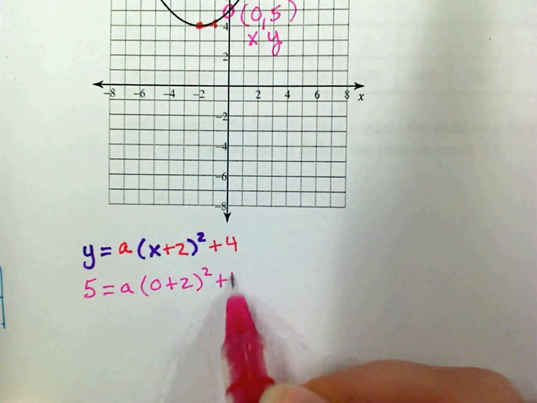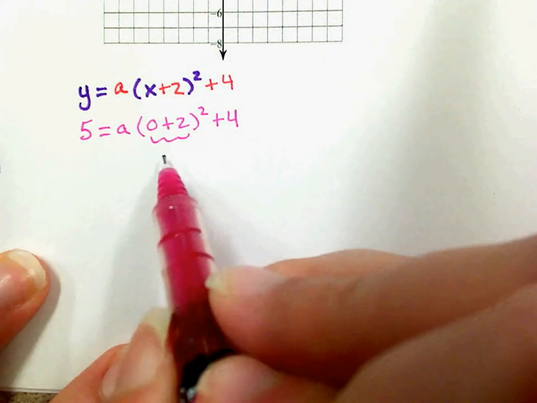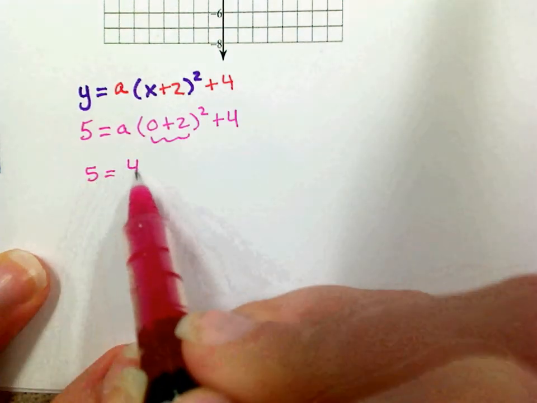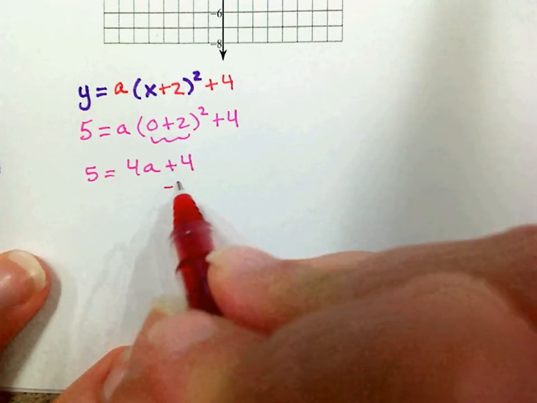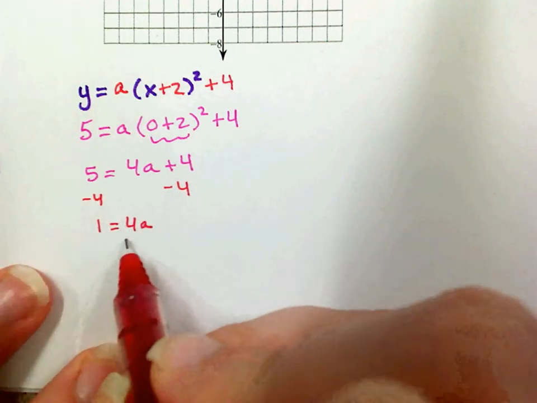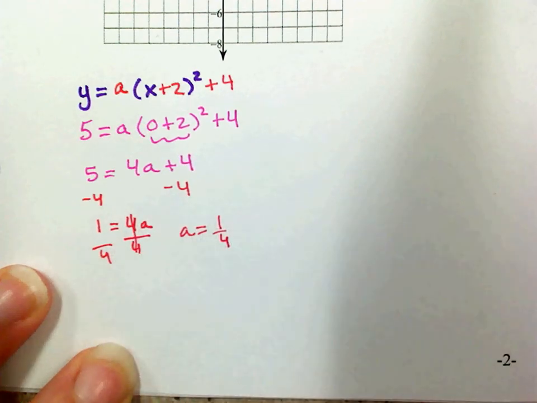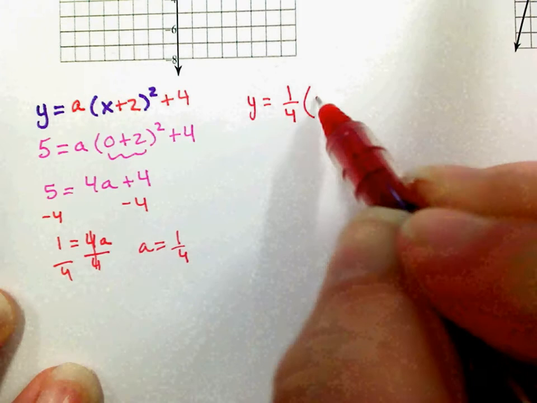Okay, what's 0 plus 2? 2. And what's 2 squared? So 5 equals 4a plus 4. What do I want to do? Minus the 4. So 1 equals 4a, so what does a equal? 1 over 4. Am I done? I now have to convert it to what? Standard form. So y equals 1/4 times x plus 2 quantity squared plus 4.